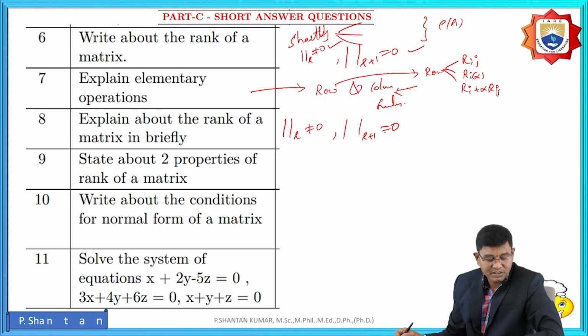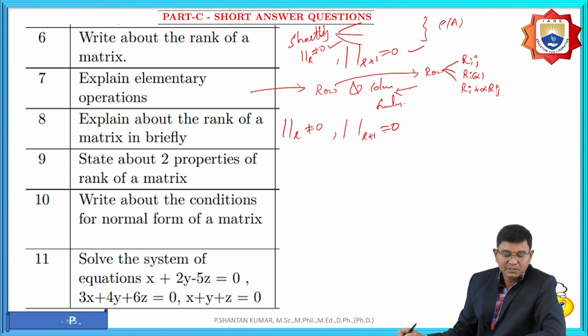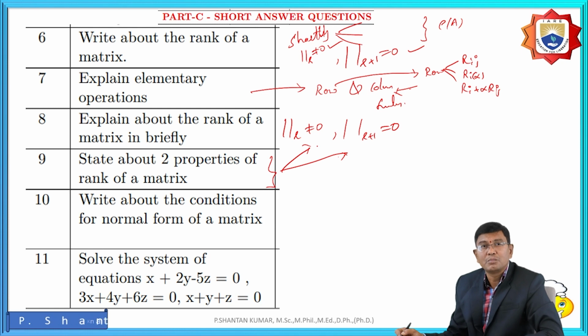State the two properties of the rank of a matrix. It is based upon these two properties that we can define it. Properties like that, no problem.